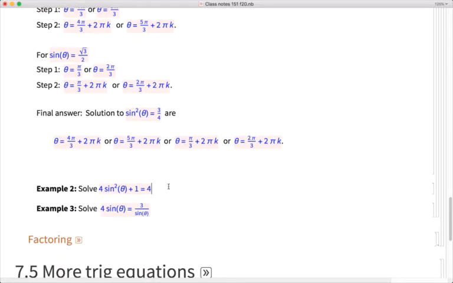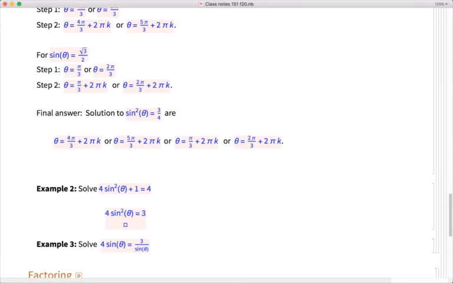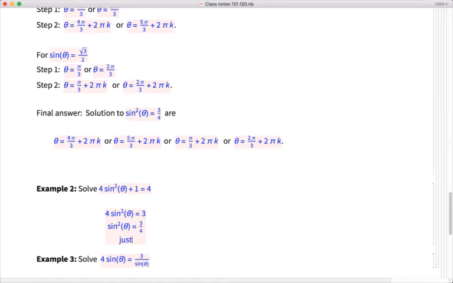Here's another one. Again, the complicating feature here is the square, and also it's not isolated. So what we want to do is try to isolate the sine. This is sine squared theta. We'd subtract 1 from both sides, and then divide through by 4. And again, we just solved this, so we won't solve it again.